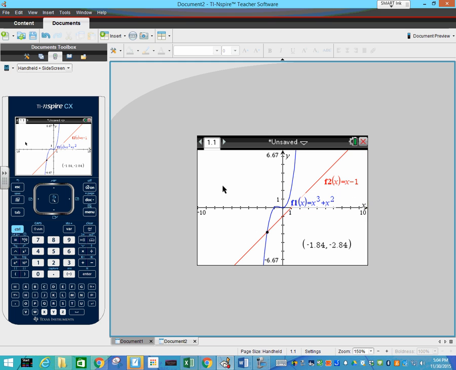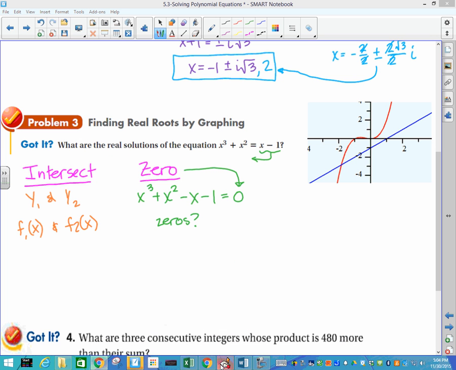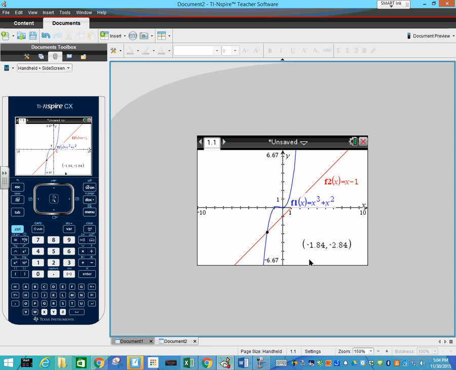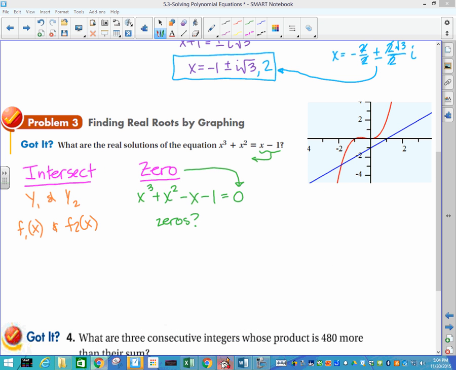Okay? So if you can remember that, and we go back to our problem, okay, there's my original problem. Do I have a y value in it? I do not have a y value, and since I do not have a y value, I don't want the y coordinate of that point of intersection. So my answer is just going to be the x coordinate, and that is going to be negative, we'll write it down right here, x equals negative 1.84.